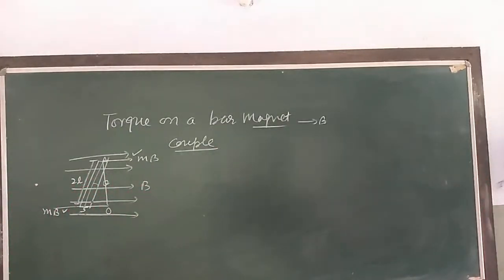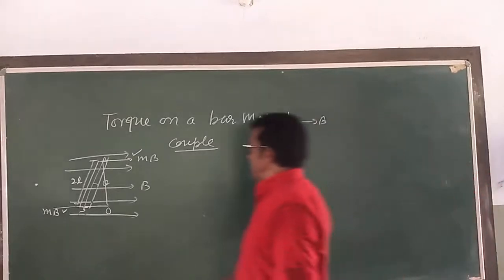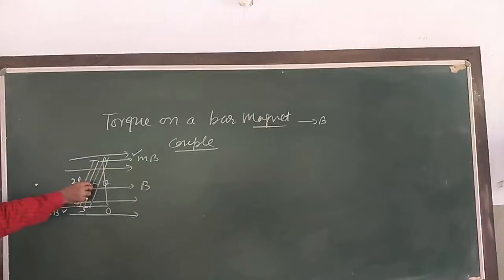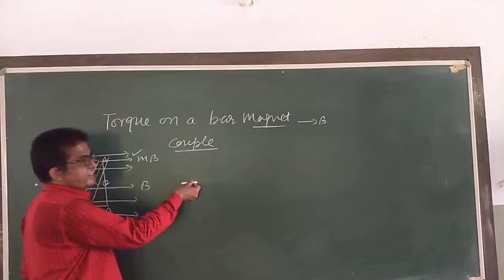Then what happens due to this couple of forces? It provides torque. Dear children, these two forces produce a torque, and what will this torque do? This torque will try to rotate the magnet so as to align it in the direction of the magnetic field.